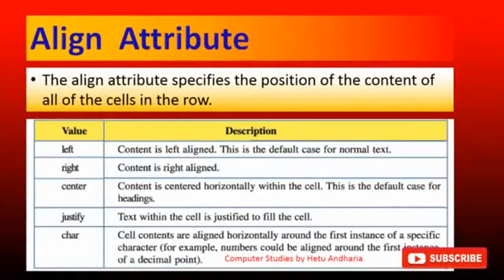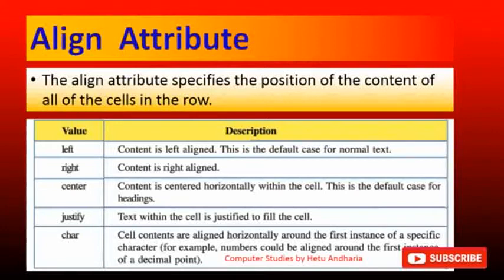The align attribute could be used at any place. Either you can align the content of the specific row or of the whole table. And here align has 5 values. The first value is left. If you type align is equal to left, then the content will become left aligned. This is the default case in text format. Then right, you all know, center also you know, justify also you know, it is the same as in Microsoft Word.